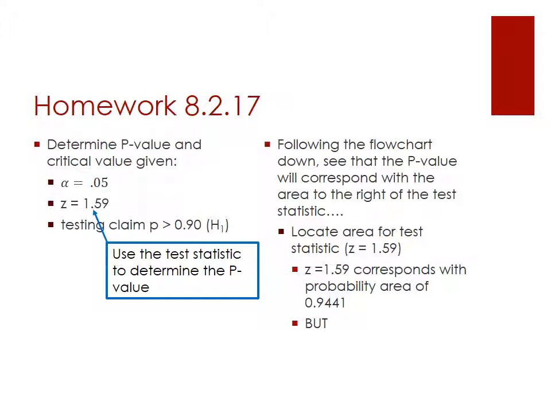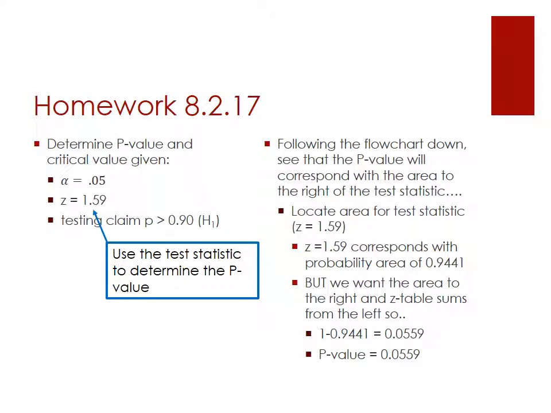However, I'm solving for the area to the right, and the z-table sums from the left. So I've got to take 1 minus 0.9441 to get my final p-value of 0.0559.